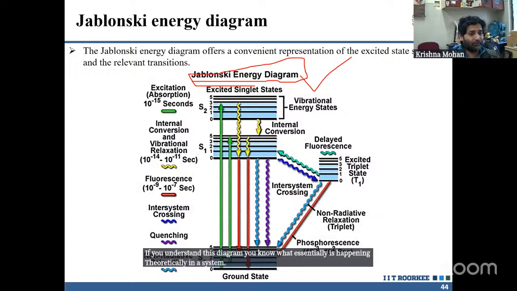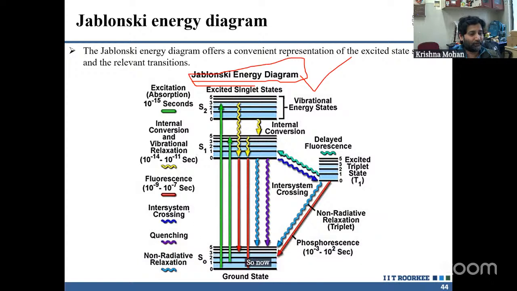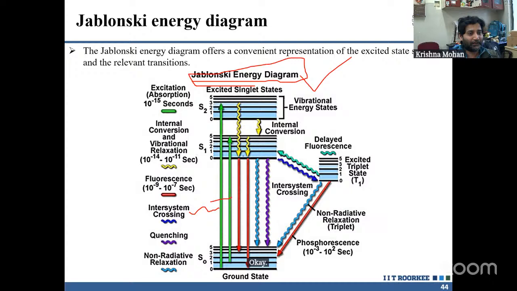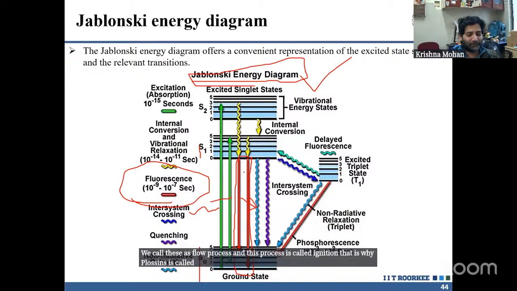So now I told you, this is what you call absorption, the green line, the electron excited from a ground state to the excited state. Now, if the electron decides to come back to the ground state by emitting light from the S1 state to the S0 state, we call this fluorescence. And this process is called emission. That is why fluorescence is called emission spectroscopy.